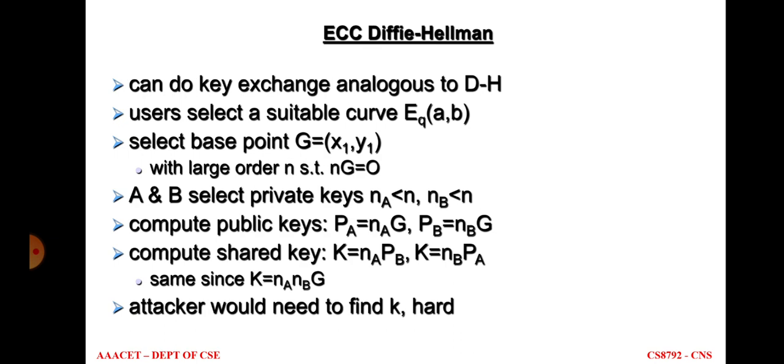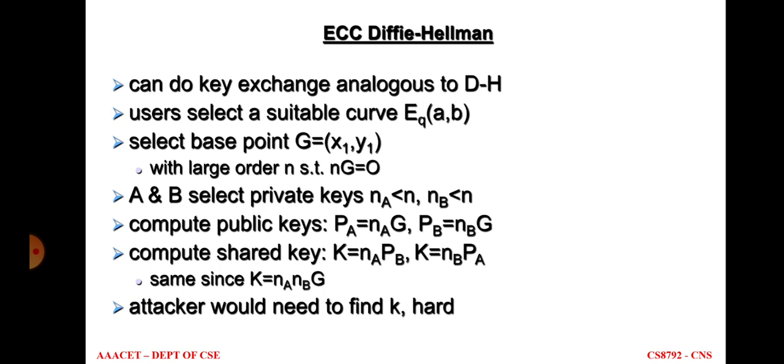So what is ECC Diffie-Hellman? We know what ECC is, that is elliptic curve cryptography. What is meant by elliptic curve, and what is Diffie-Hellman? So what is elliptic curve cryptography Diffie-Hellman? Here users select a suitable curve named E of a comma b, select the base point, that is x1 and y1, and choose the O value, the midpoint. Then A and B select the private key values, that is NA and NB, which should be less than n.